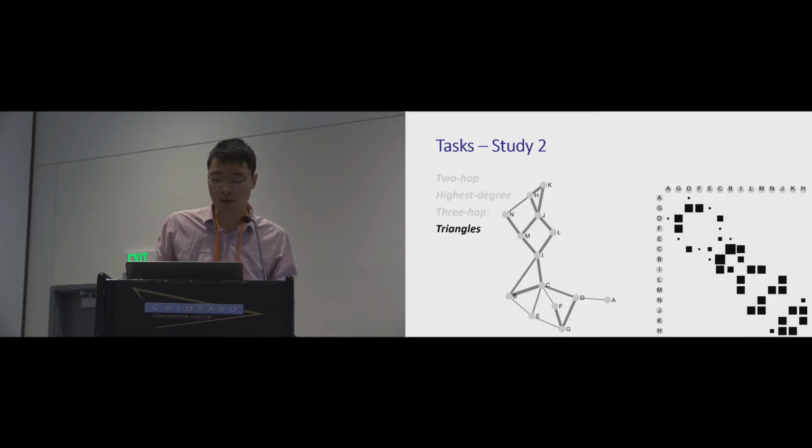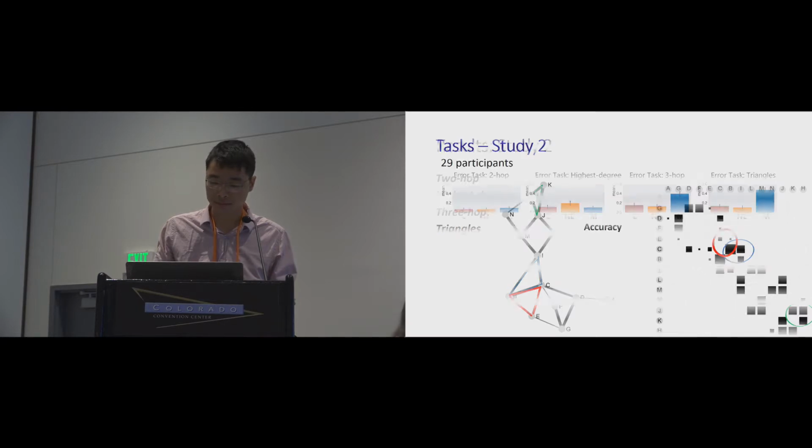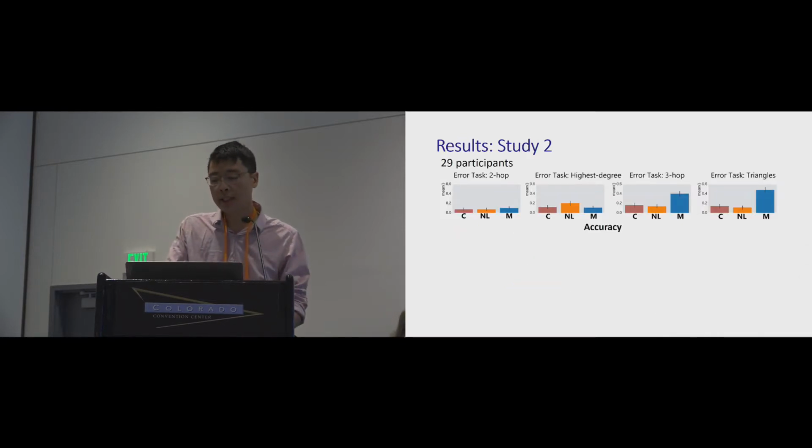And the fourth task is triangle. We ask users to count how many triangles are in the network. As you can probably see, for the path following tasks, it's very easy in node link, but it's quite difficult in the matrix. We recruited 29 participants in study 2. We asked them to complete the task as fast and as accurately as they can.